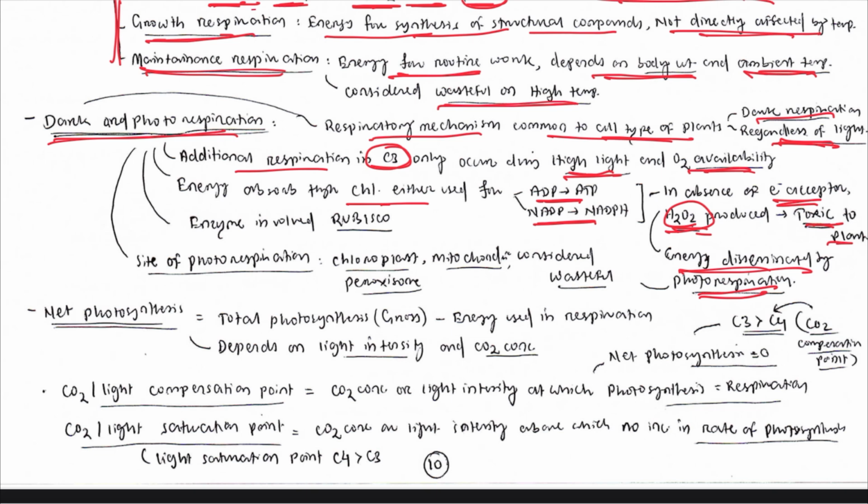We have already discussed it. Here in dark respiration or photorespiration, the enzyme involved is rubisco, and the sites of photorespiration are basically three organelles in which photorespiration happens. You have to remember this: chloroplast, mitochondria, and peroxisome. These are the three organelles inside the cell where photorespiration happens. And this photorespiration is considered wasteful, which we have already discussed.